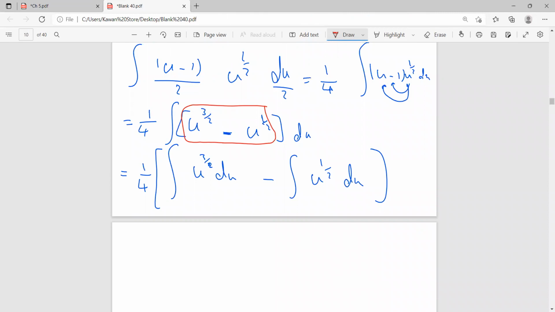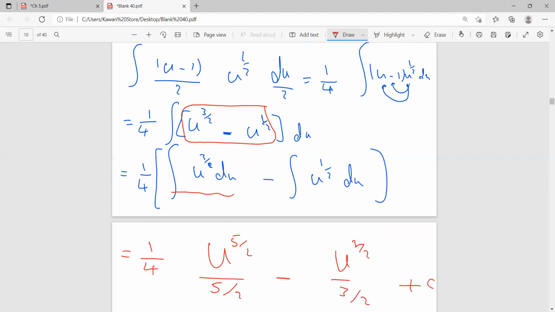Till here, any question? Good. Now, how do we solve that one, please? Can you solve that one for me? It's easy. Yalla. The first one is equal to u to the power 5 over 2, minus u to the power 3 over 2, plus c, right?